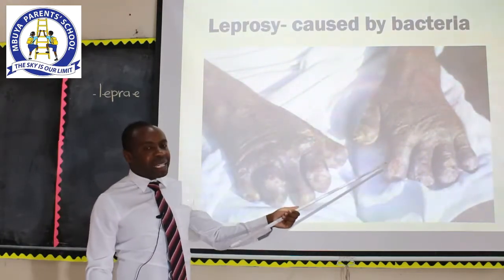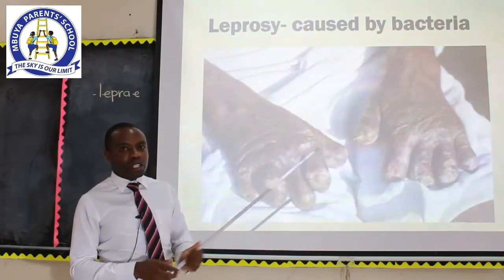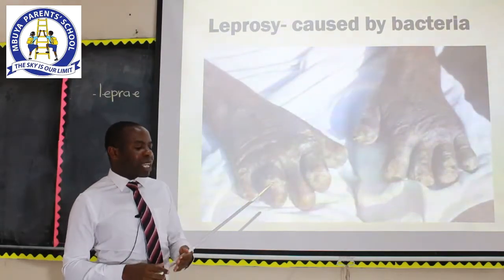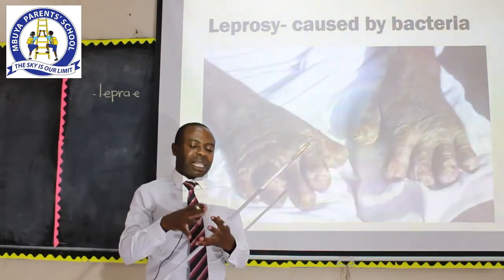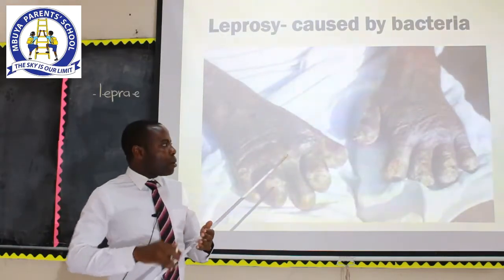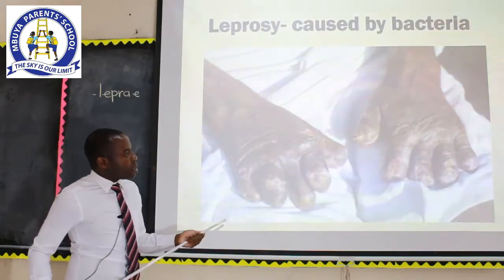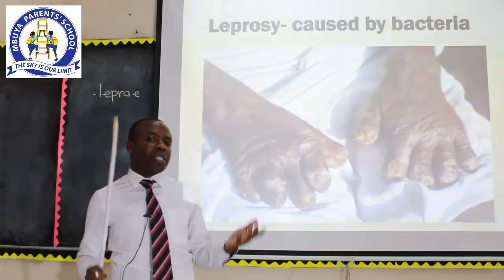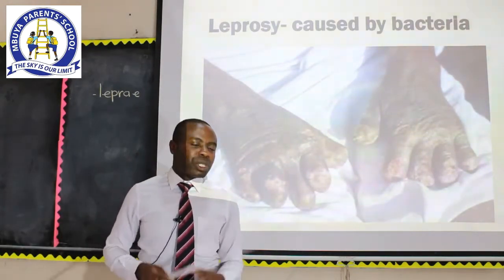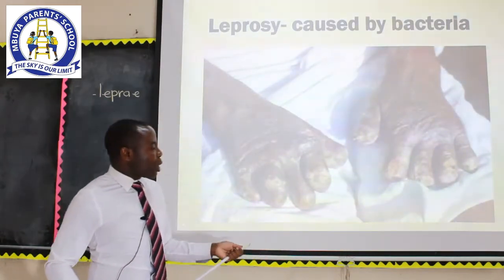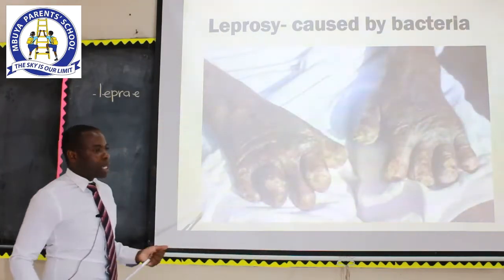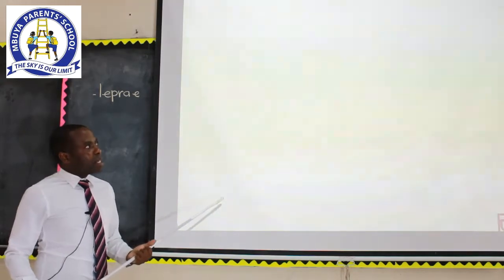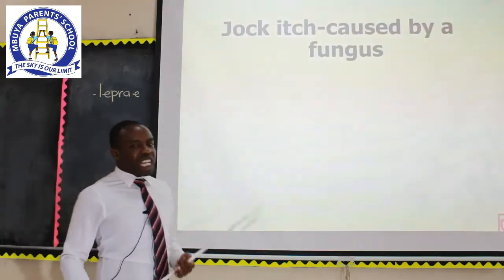And as a result, someone can lose the sense of feeling because you get those dead cells piling up, and then the normal cells are removed from your body. And that one affects the nervous system, meaning you cannot be able to feel properly. Another disease, we are having jock itch.